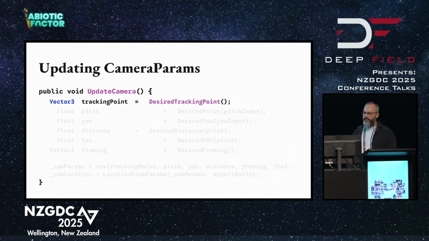On the left, you can see we're calculating the tracking point using a function called desired tracking point. And oh, my beautiful alignment. I made this in Google Slides.